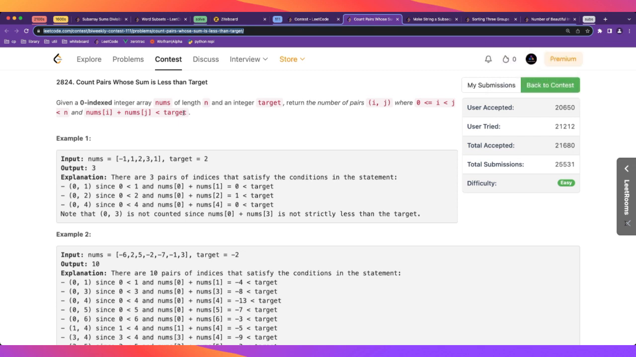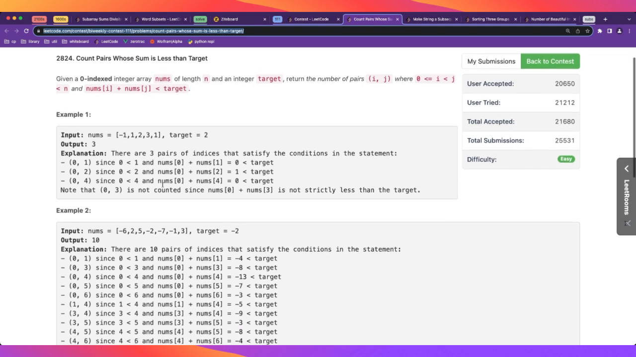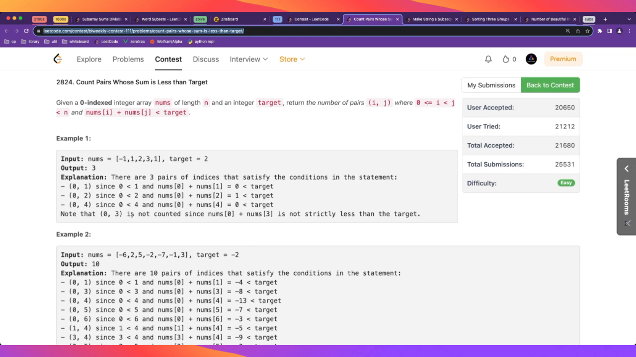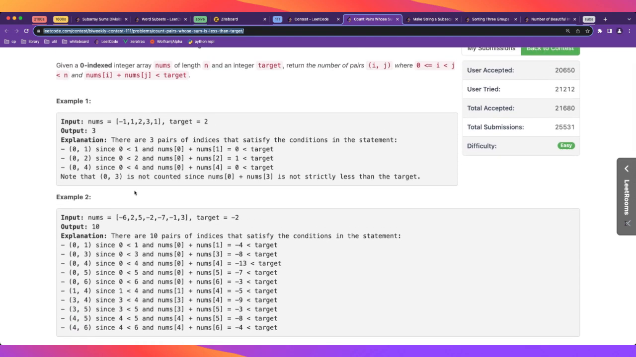So we are given an integer array nums of length n and an integer target. Return the number of pairs i, j, where i is less than j within the bounds of the array, and the sum of the corresponding values is less than target. And we get 2 examples here, so we can get negative numbers.